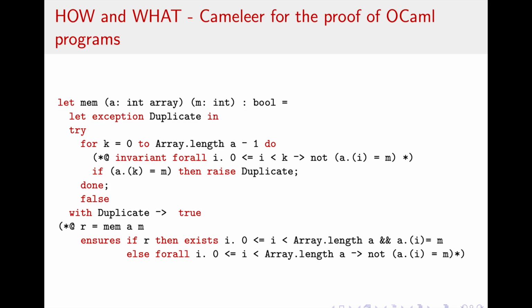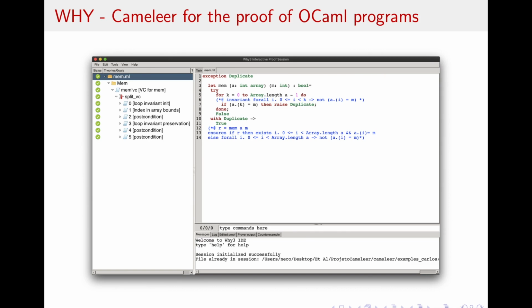Calling Cameleer on the program shown before, we enter this Why3 session, where 6 verification conditions are generated, all of them being easily discharged using an SMT solver, such as Alt-Ergo, CVC4, or Z3.